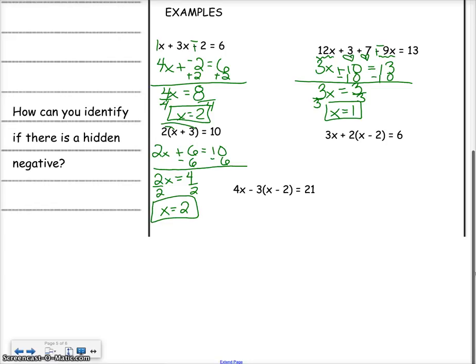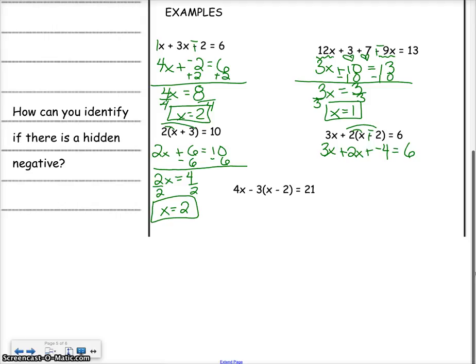All right, another one. This one's a little bit more rigorous because you have to distribute, you're going to have to combine like terms, and you're going to have to solve. So I'm going to turn this minus sign into plus a negative. I'm going to go ahead and distribute. I'm only distributing to my x and negative 2 though, because the 3x isn't by the parentheses. 3x plus 2 times x is 2x, plus 2 times negative 2 is negative 4 equals 6.